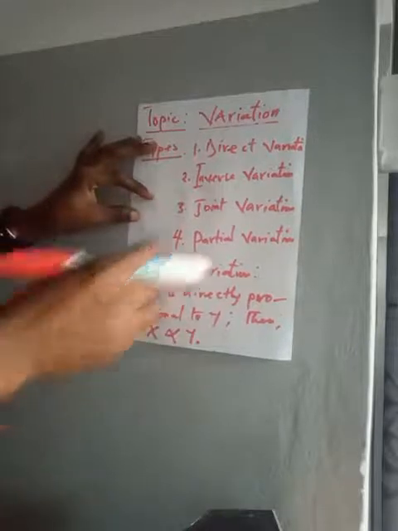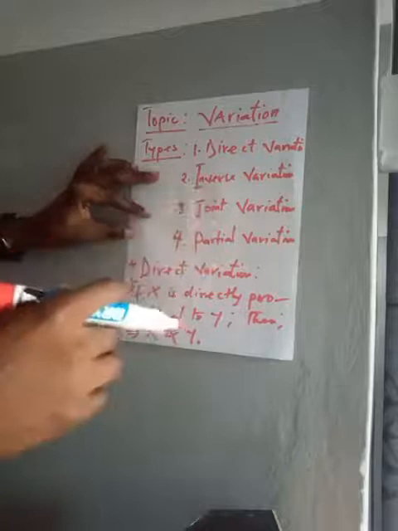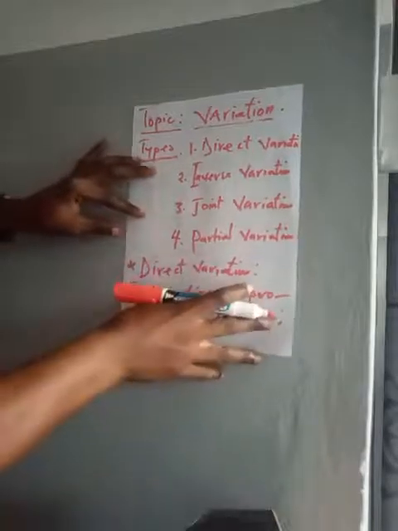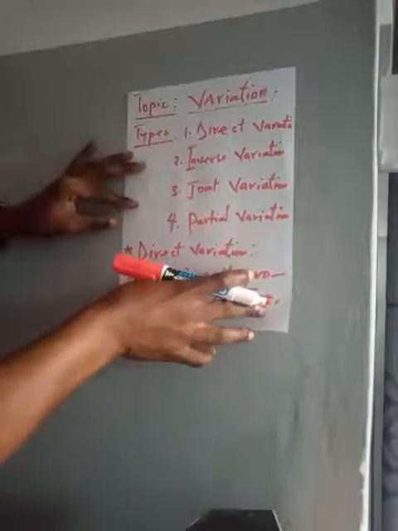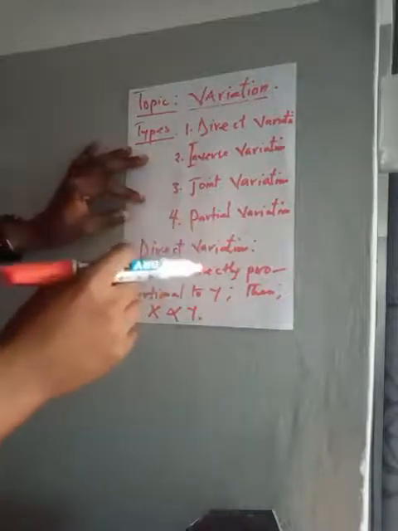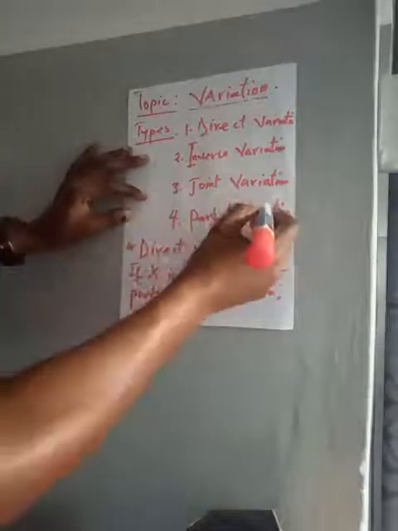This time we want to look at a new topic, and the topic is variation. You can see that, variation. And the types of variation that we are going to look at are direct variation, inverse variation, joint variation, and partial variation.